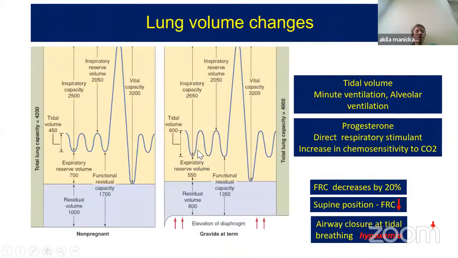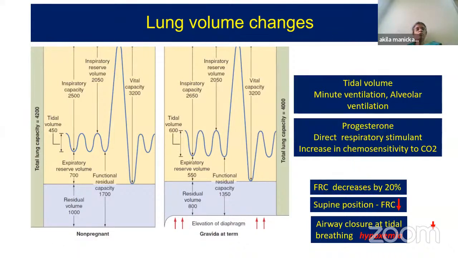The only change that occurs is with regard to your functional residual capacity, your residual volume, or your expiratory reserve volume and your tidal volume. When you look at the overall total lung capacity, the total lung capacity remains the same. It is only the distribution of these volumes which gets altered, ultimately resulting in the increased incidence of hypoxemia. For example, as I told you, when there is a term gravid uterus, there is elevation of the diaphragm. This elevation of the diaphragm causes a decrease in functional residual capacity of about 20%.